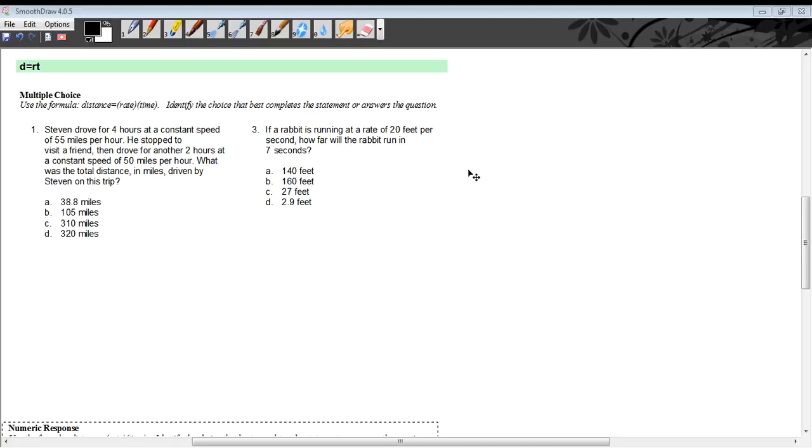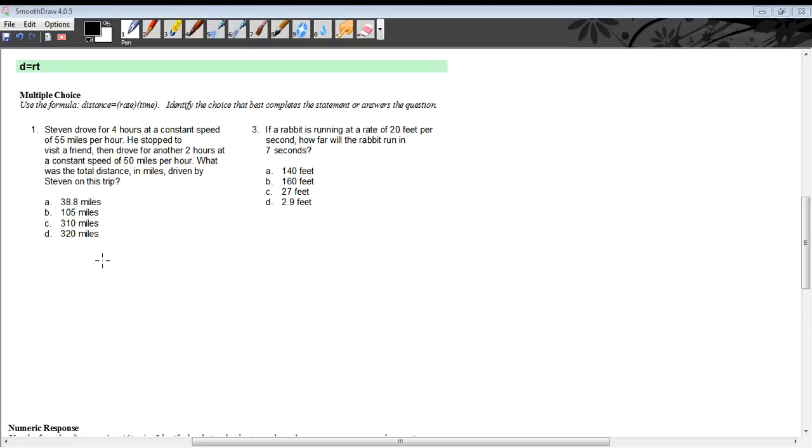Hello, everybody. Okay, so now this is the Homework Due Thursday. Multiple choice, here we go. We use the formula distance is equal to rate times time. Identify the choice that best completes the statement or answers the question.